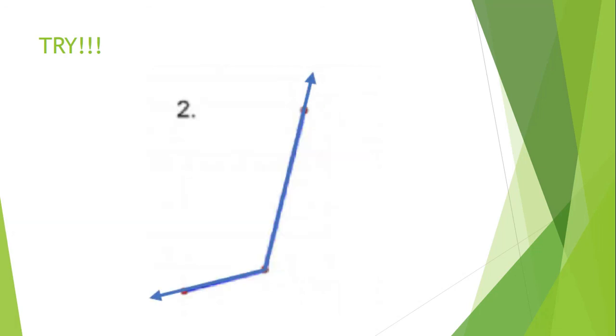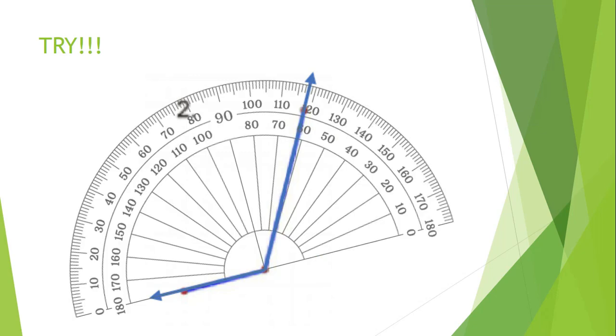Next, let's have angle number 2. As you can see, the angle is facing to the left. So put your protractor, consider the vertex, and then this. Start with 0, it should be aligned with the line. Since it is facing to the left, consider this part. And the measurement is 110, 11, 12, 13, 14, 15, 16, 17, 18. So, this angle measures 118 degrees. It is an obtuse angle.